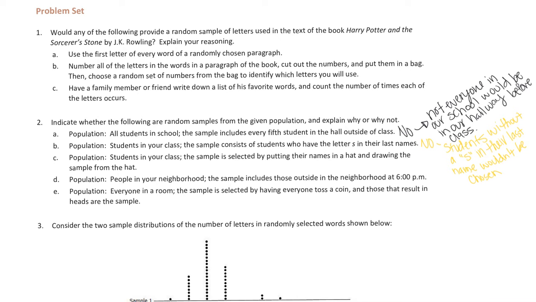All right, let's look at C. The population is students in your class. The sample is selected by putting their names in a hat and drawing the sample from the hat. Let's look around at your class. If everybody put their names in a hat, would everybody have a chance to be drawn from that hat? Well, the answer is yes. So everyone would have the same chance to be chosen.